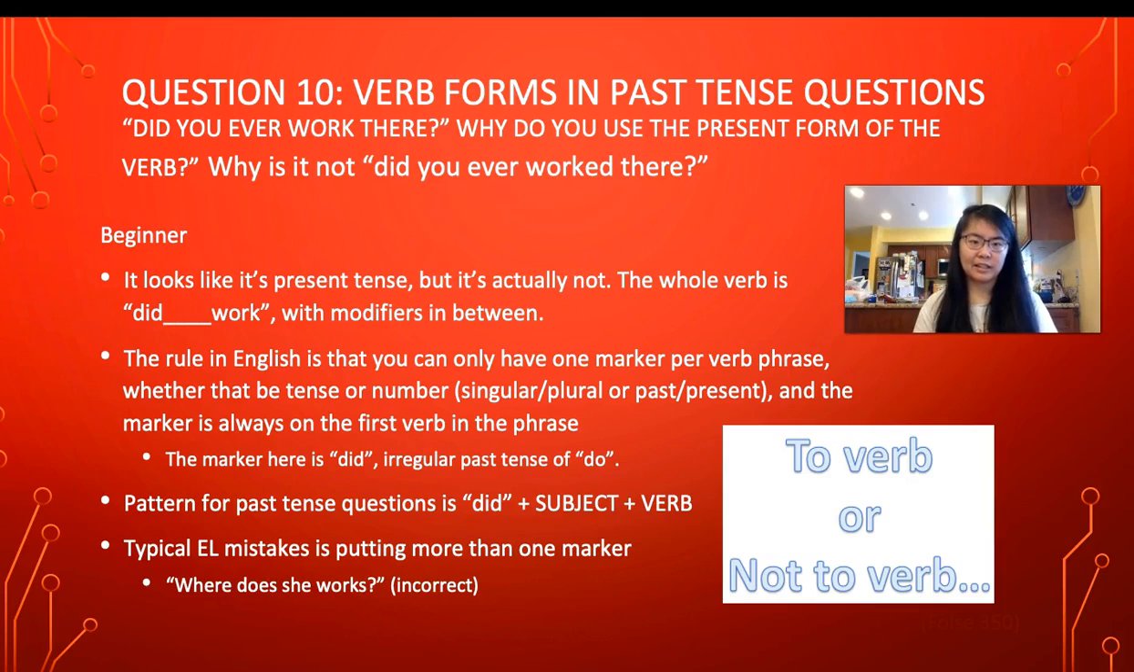So because did is already marked, the rest of the verb just has the base form. So you take the to work, that's the infinitive, and you just take off the to, then you have the base form. So did work. And then, so yeah, the pattern overall for past tense questions is did plus subject plus verb. And then a typical English language learner mistake is putting more than one marker into the verb phrase.